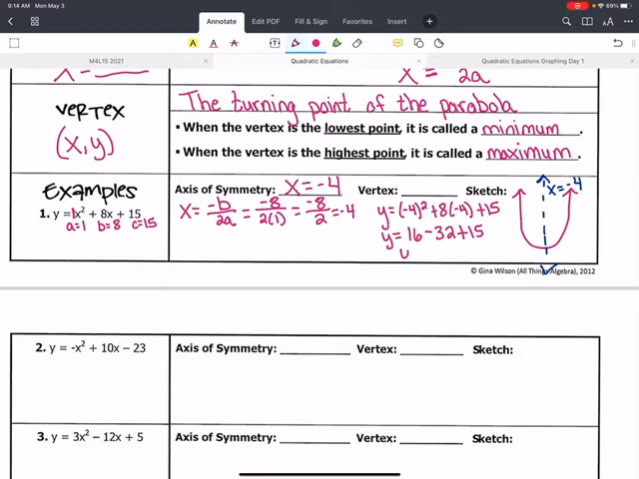When I do that math, I get y equals negative 1, which means that's the y value of the vertex. The x value is what we substituted in, negative 4. So my vertex is at negative 4, comma, negative 1. So I can label this lowest point, the minimum, as negative 4, comma, negative 1.